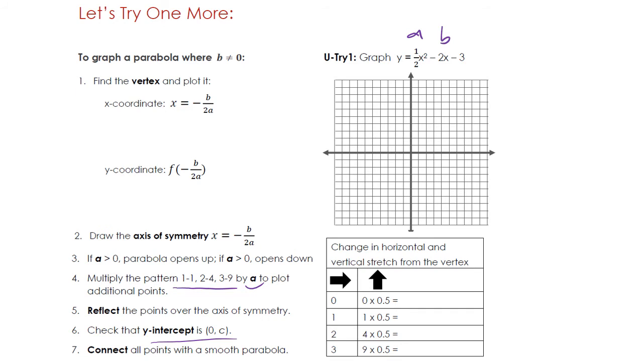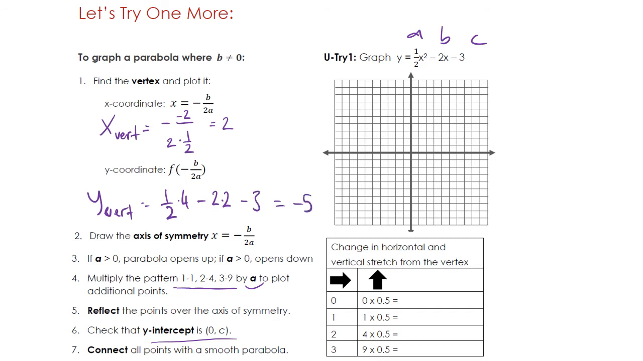Let's label our points A, B, C, and find the x vertex, which is equal to negative of negative 2 over 2a, which is equal to 2. Y vertex: 1/2 times 4 minus 2 times 2 minus 3, which is equal to negative 5. So we found our vertex as x 2, y negative 5. My vertex is going to be x 2, y negative 5.